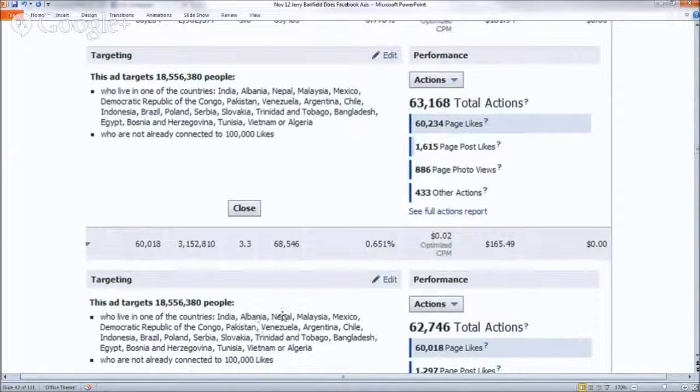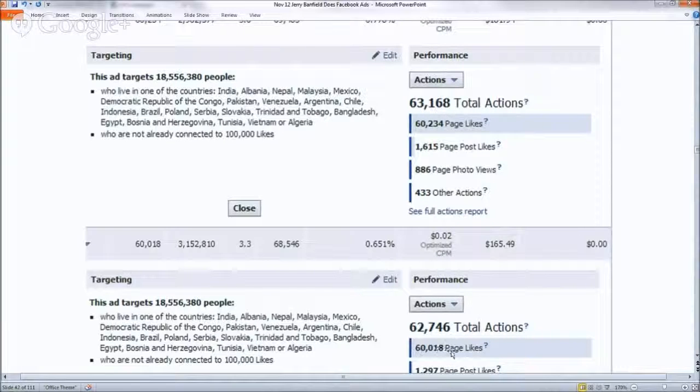India, Albania, Nepal, Malaysia, Mexico, Democratic Republic of the Congo, Pakistan, Venezuela, Argentina, Chile, Indonesia, Brazil, Poland, Serbia, Slovakia, Trinidad and Tobago, Bangladesh, Egypt, Bosnia and Herzegovina, Tunisia, Vietnam, or Algeria. I know all these companies give low-cost ad impressions, and I know there's very few other advertisers with big budgets that are pushing ads out in these areas. And this is what I got out of it.